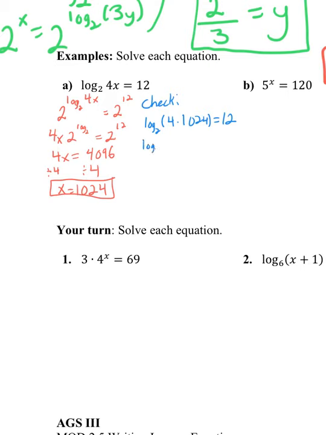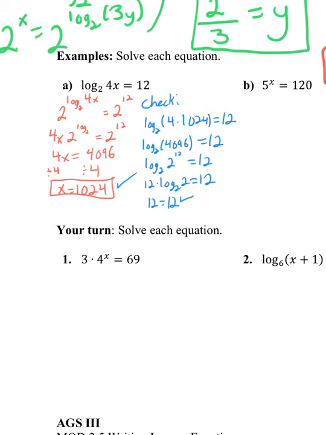And I should get log base 2 of 4,096. If I did it correctly, 4,096 should be 2 to the 12th. And I can plug that in my calculator to check. I could rewrite this in a different form to check. But if it's 2 to the 12th, then the 12 drops out front. I get log base 2 of 2 equals 12. And I get 12 equals 12, which checks out, so that is the correct answer.